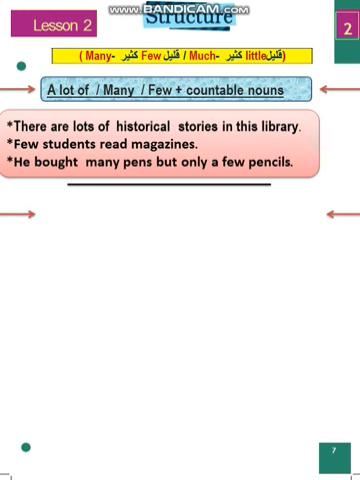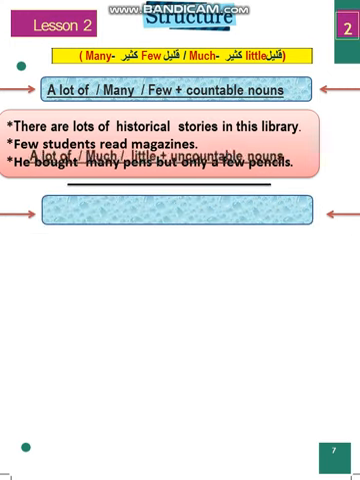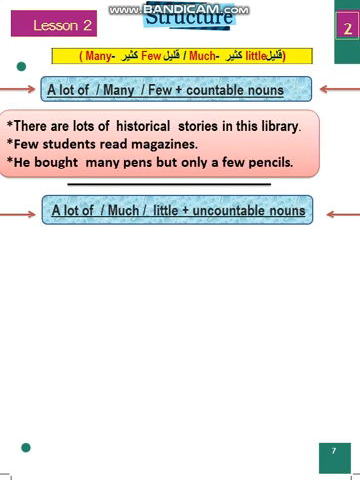What about a lot of, much, little? As we know also, we use much and little with uncountable nouns. Try to remember what is the meaning of uncountable nouns. Yeah, right. Uncountable noun means a noun that has only singular and doesn't have any plural. Like what?